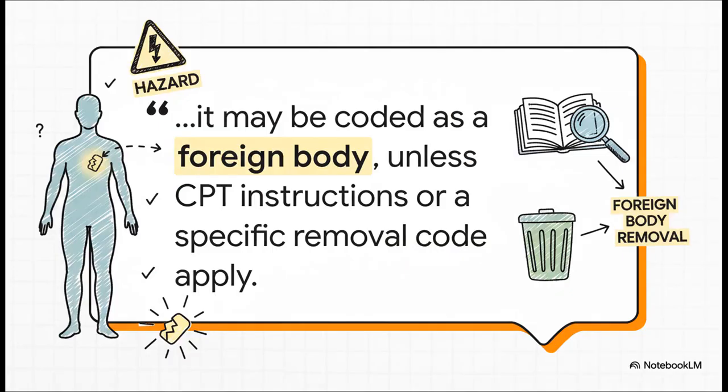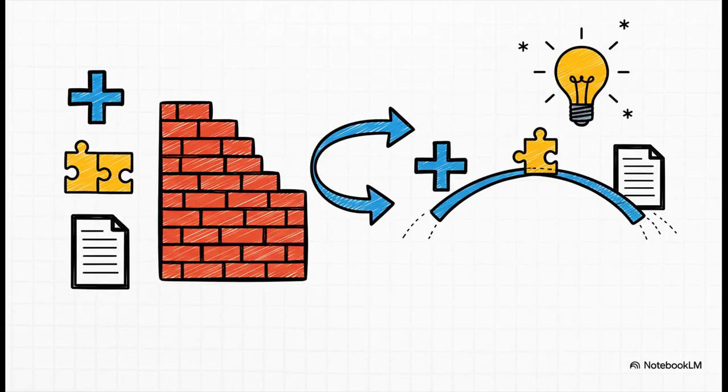But here's the twist. According to the CPT guidelines, if an implant, that thing that was put in on purpose, migrates from where it should be, or it breaks, or it just becomes a hazard, its removal can actually be coded as a foreign body removal. I know, right? This is the perfect example of why you have to always code from the guidelines and not from your own assumptions.